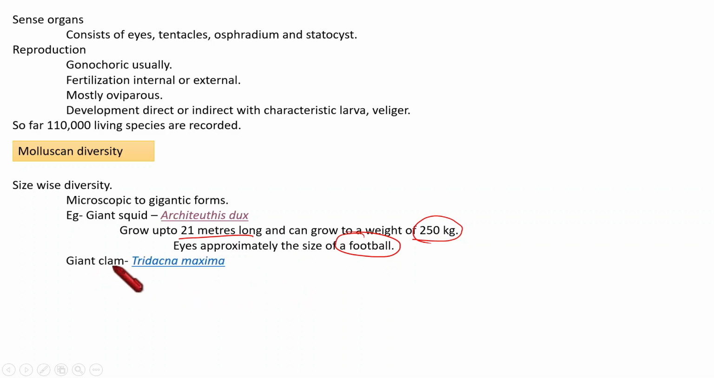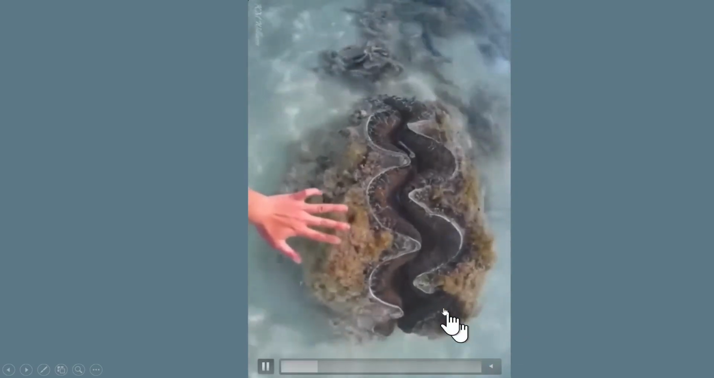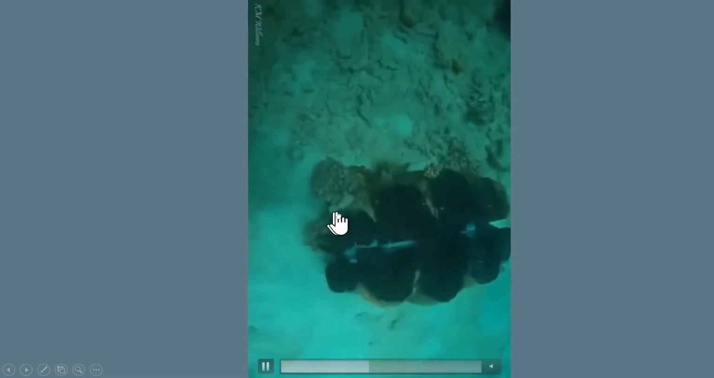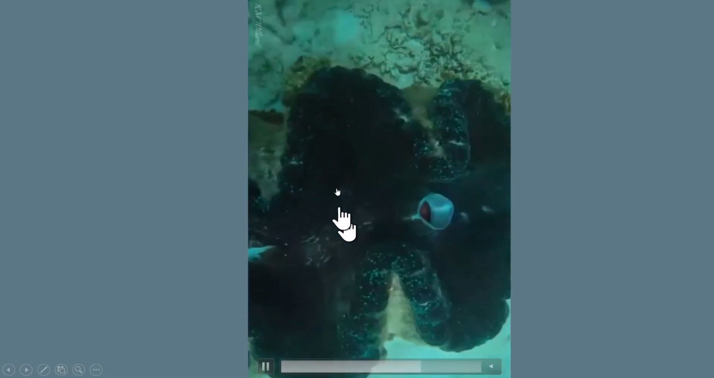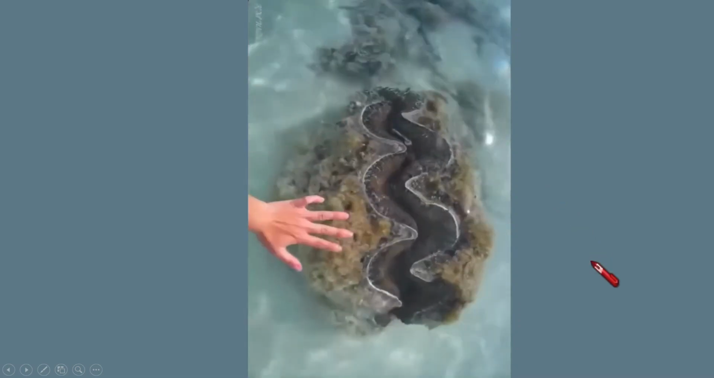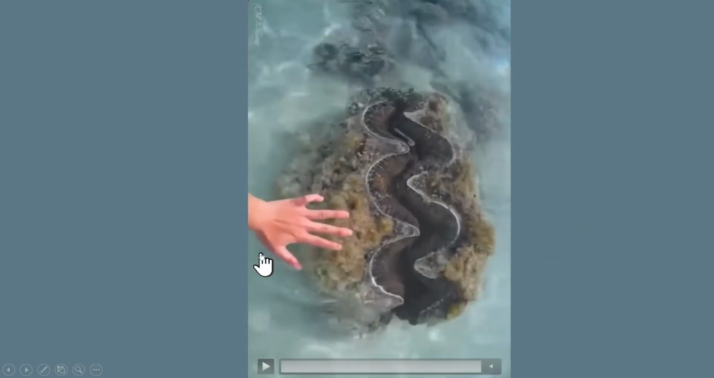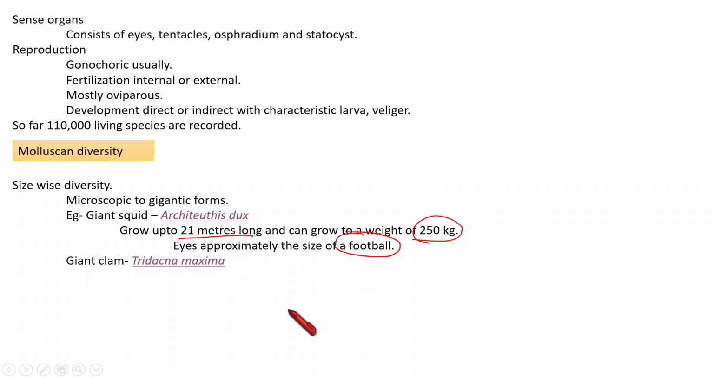One more, a clam. I'm familiarizing you next with a clam species, a giant clam, Tridacna maxima. First we can see that. See the size difference: our palm, and how big that clam is. See the size-wise difference. Let's see its growth rate. It can grow up to 1.5 meters in length and can weigh as much as 270 kilograms. That much huge one.